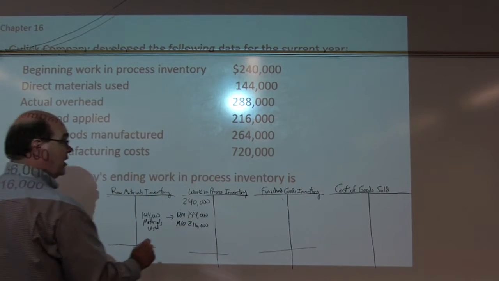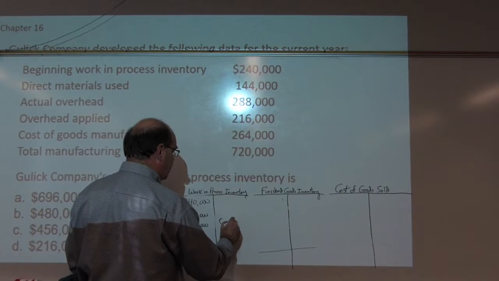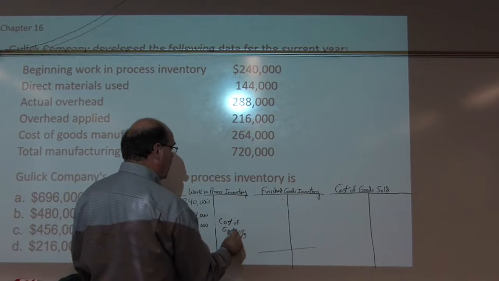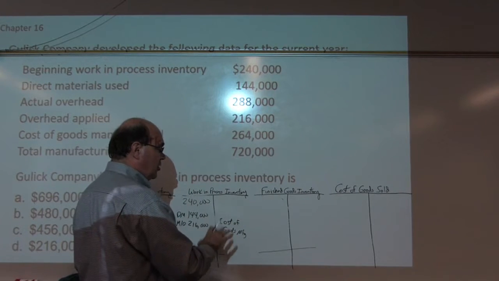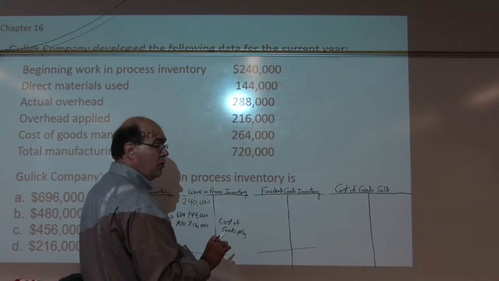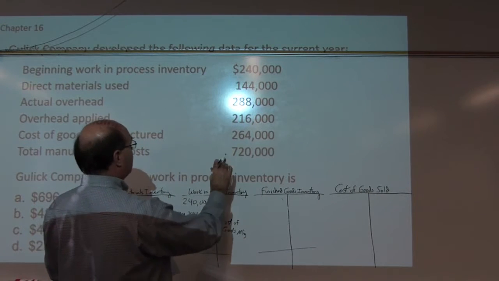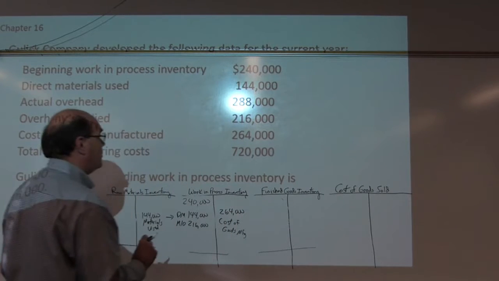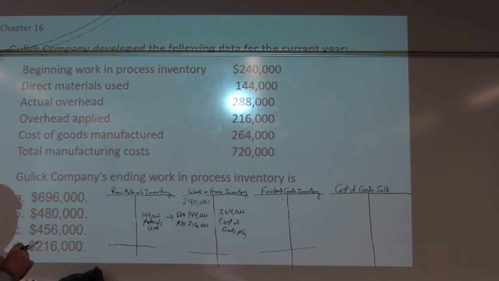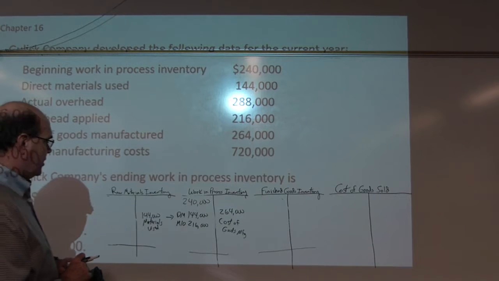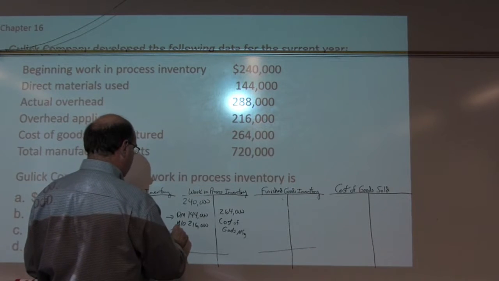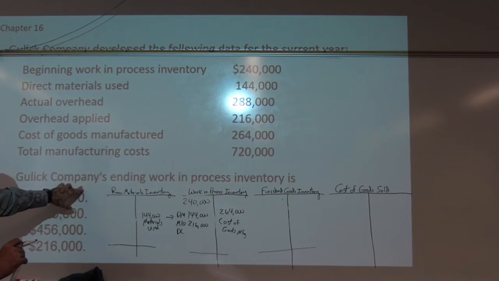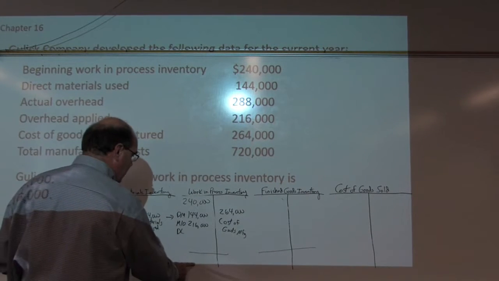Cost of goods manufactured, they give that to us. This is on this side, so cost of goods manufactured, because once they're manufactured, they're transferred out of work in process with a credit and moved into finished goods inventory with a debit to the journal entry. So that number is 264,000. What else do we have here? And total manufacturing cost, okay, that's going to be the direct labor, okay. What are we trying to find here? We're trying to find the ending work in process inventory. So we want to find this number, okay?